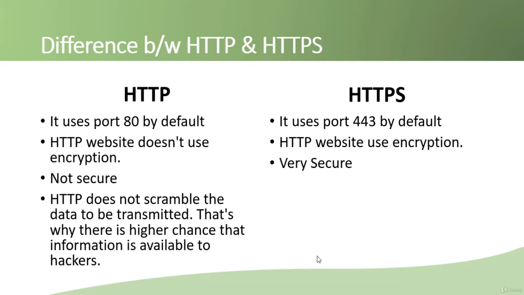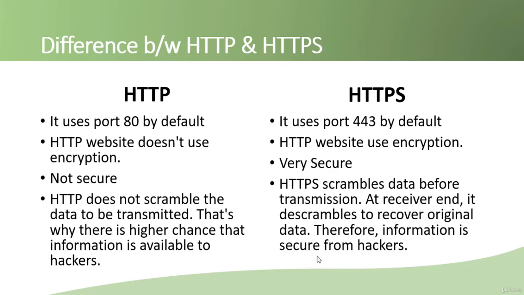But in the case of HTTPS, it scrambles data before transmission. At the receiver end, it descrambles to recover the original data. Therefore, information is secure from hackers. So definitely HTTPS is more secure than the HTTP protocol because it first scrambles the data, mixes it up, changes its form, and when it is received at the receiver, it is descrambled to get our original data. In this way, we save our data from hackers. These are the major differences between HTTP and HTTPS.